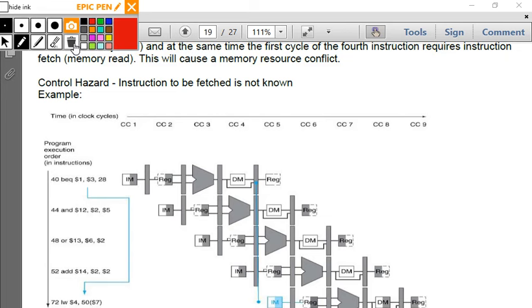As long as what you write in your TGOs and what you write on your exam demonstrates that you understand this whole point of the instruction to be fetched as not known, and we have some sort of case where you're executing these instructions while trying to simultaneously figure out if you should be doing them or not. So that's what's known as a control hazard.